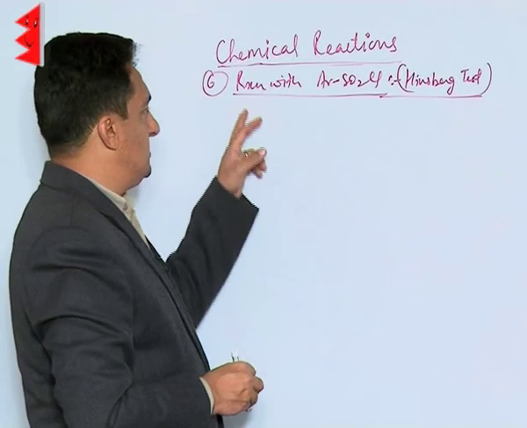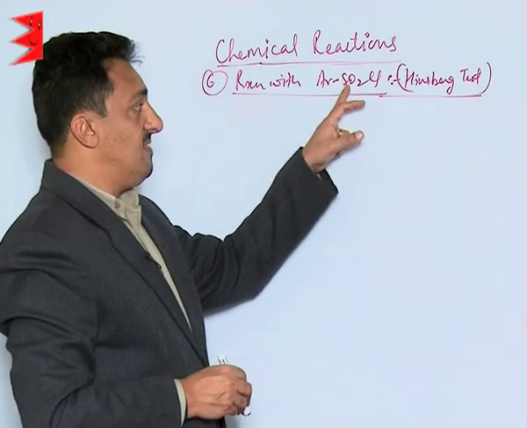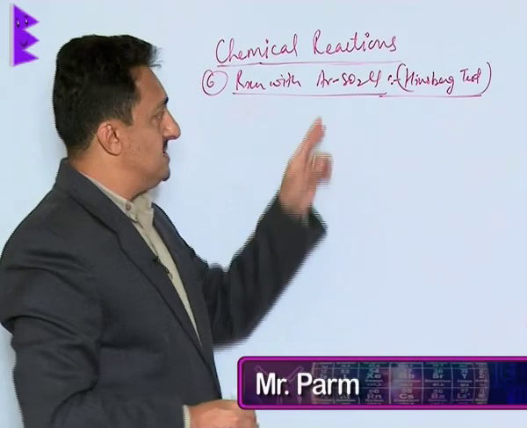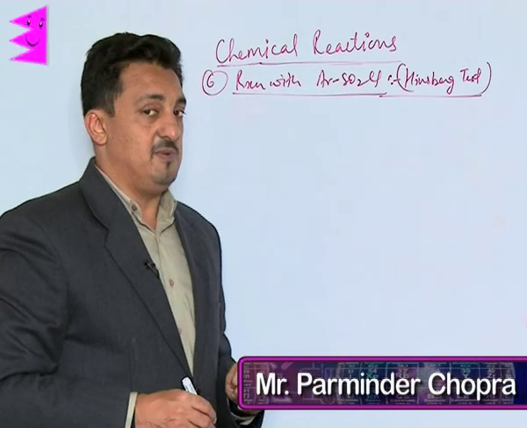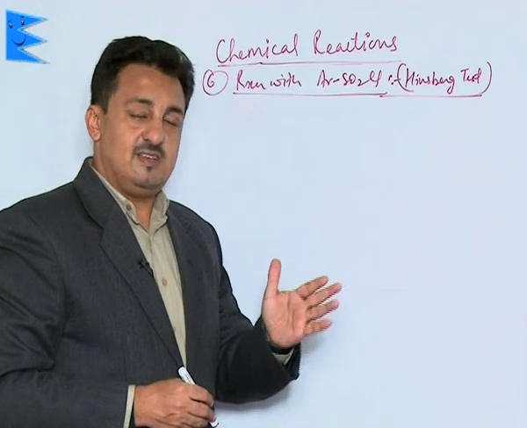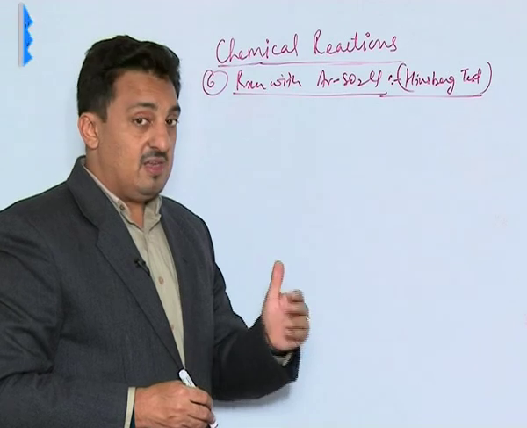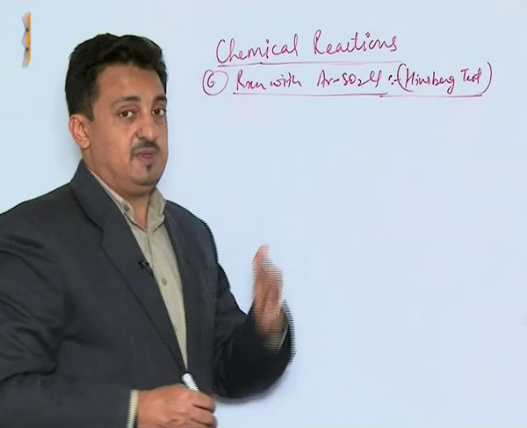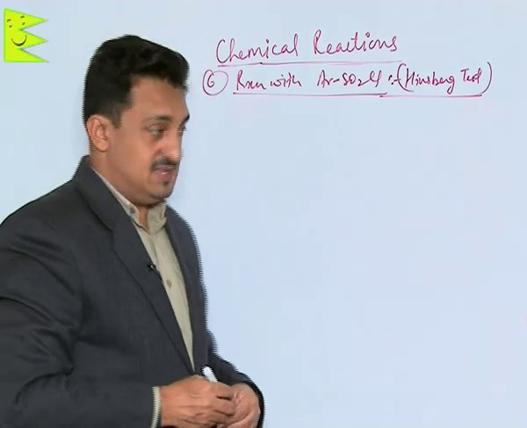The next reaction is reaction with benzene sulfonyl chloride, which is also called Hinsberg test. And this benzene sulfonyl chloride is called Hinsberg's reagent. See, it's a test to distinguish between primary, secondary and tertiary amines. Or if we are given a mixture of these three amines, with the help of this reagent we can separate them. How? Let us see this.